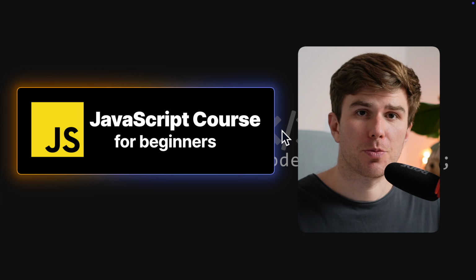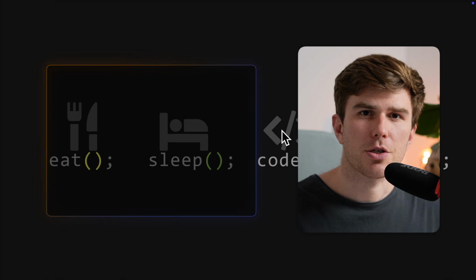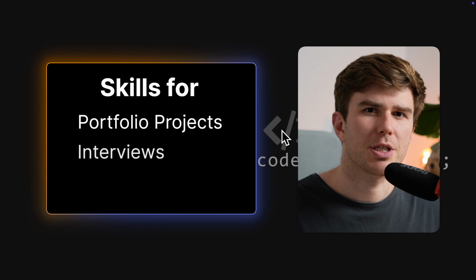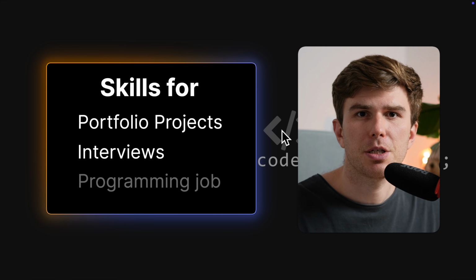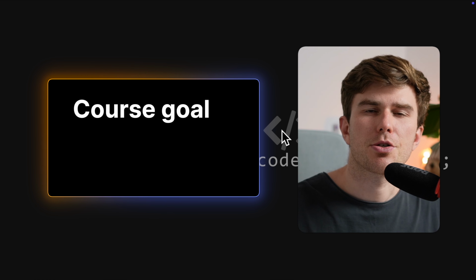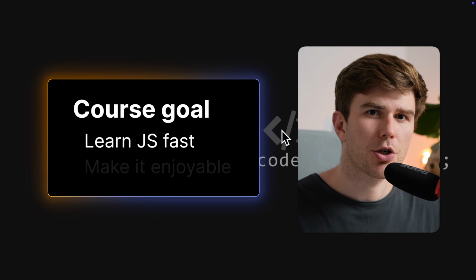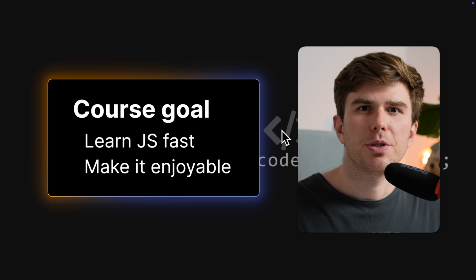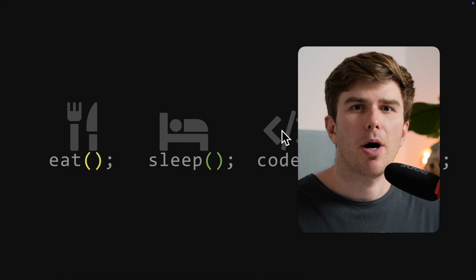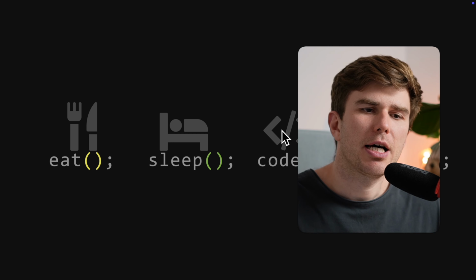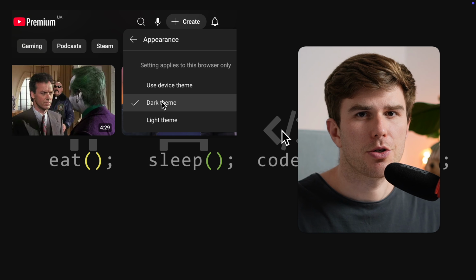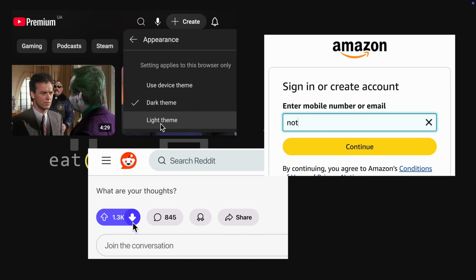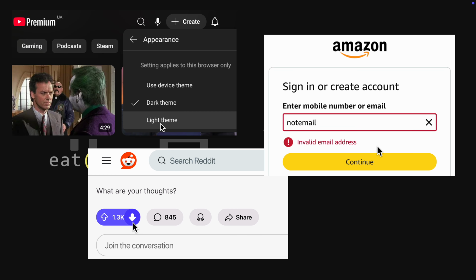This is a JavaScript course for beginners. We'll focus on skills you'll need to build portfolio projects, prepare for technical interviews, and for real developer work. My goal is to save you time and make learning JavaScript clear, easy, and enjoyable. We'll do that by building real features from popular websites. Things like dark light theme switchers on YouTube, upvote counter on Reddit, and sign up form validation on Amazon.